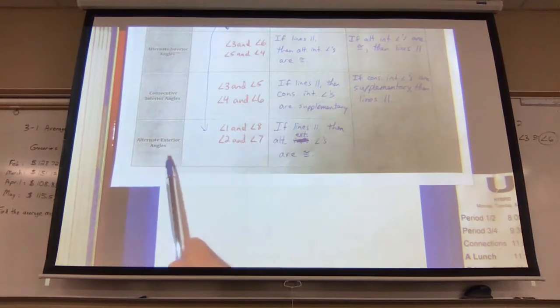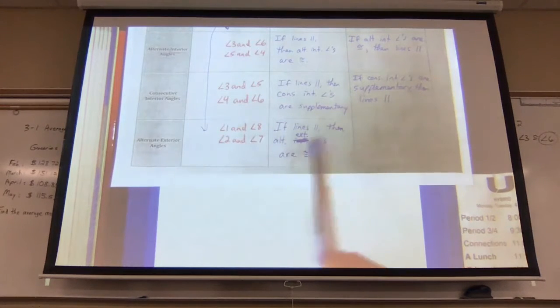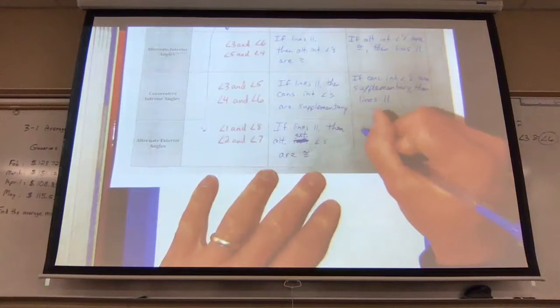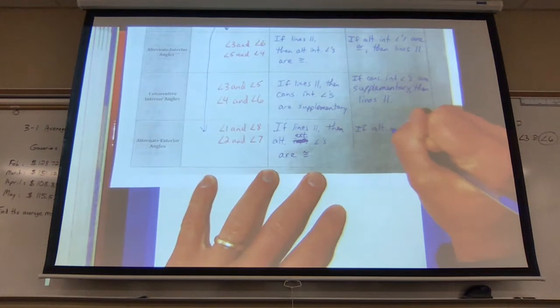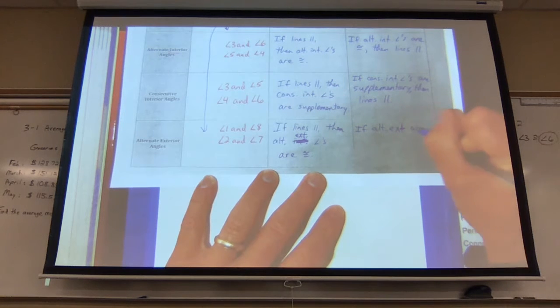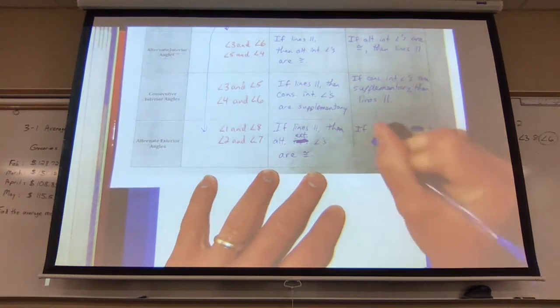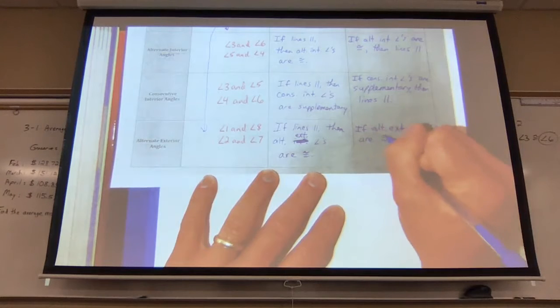And our final one, the alternate exterior angles theorem, said if the lines are parallel, then the alternate exterior angles are congruent. Flipping that around, the converse would say if your alternate exterior angles are congruent, oops, I've got angles in here. If your alternate exterior angles are congruent, then your lines are parallel.